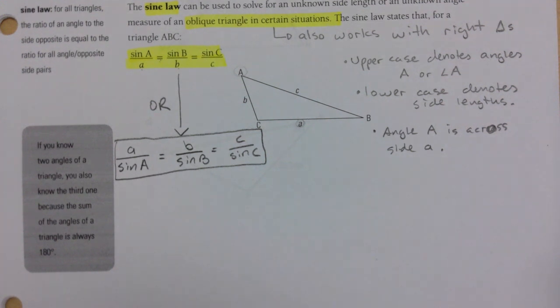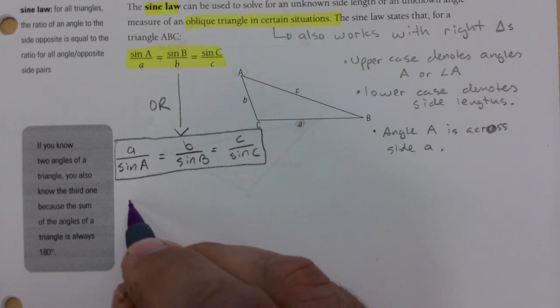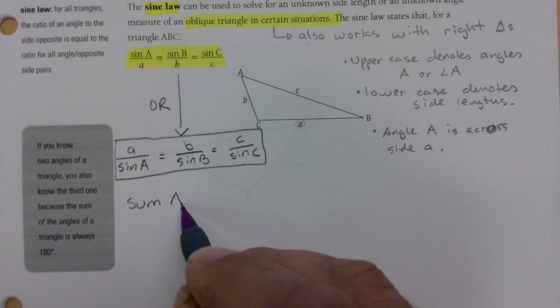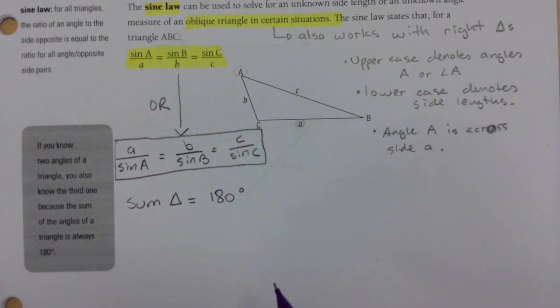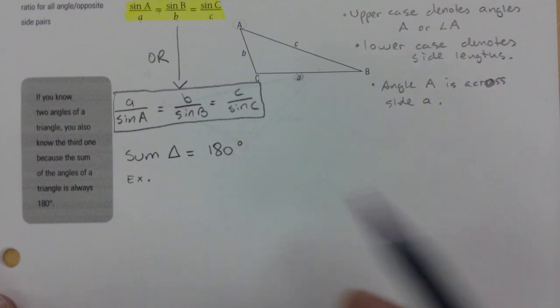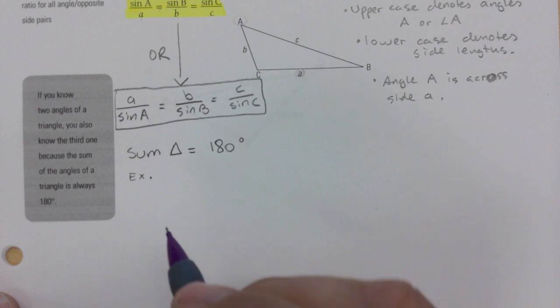Couple more things. The sum of the angles in a triangle is always equal to 180. And I'm sure you recall that. So for example, how do we use this? How do we use that?